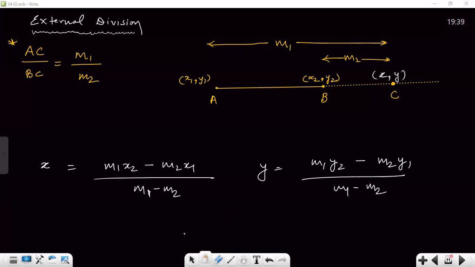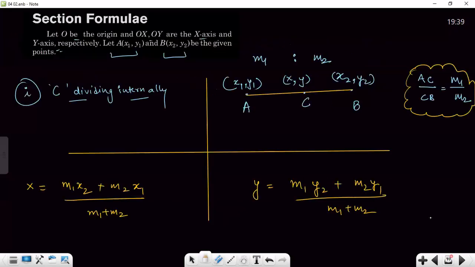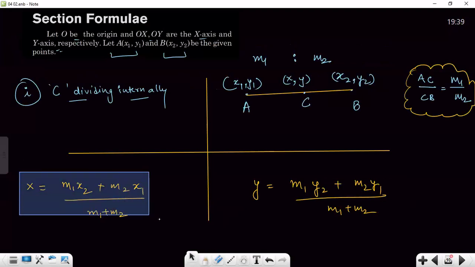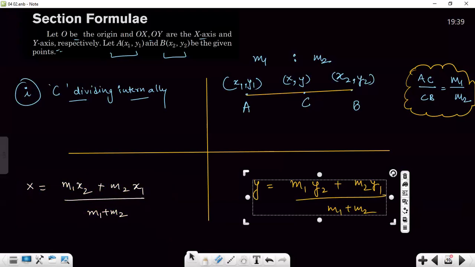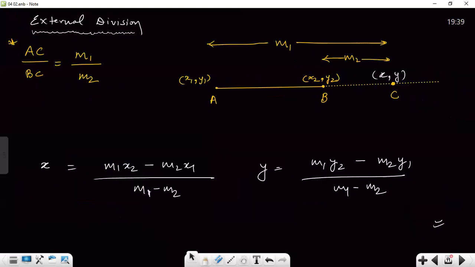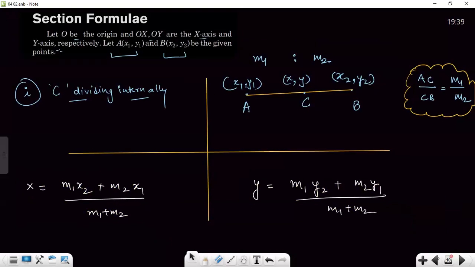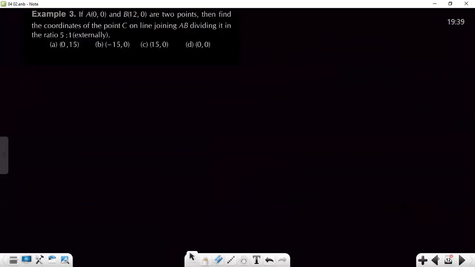Let's now solve some questions. So this is the formula for external division. The formula for internal division has a plus sign. First question.